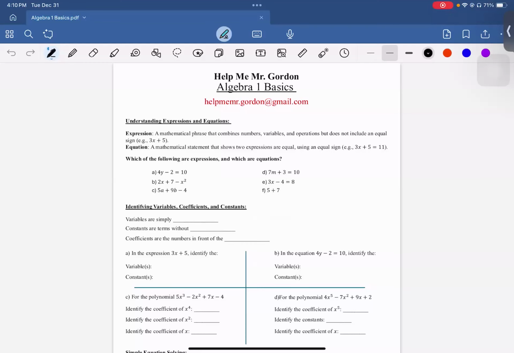If you ever feel lost in algebra and wonder where to begin, let me make it simple for you. My name is Mr. Gordon, and I'll help you learn the basics you need to tackle Algebra 1 with confidence. So, jumping right into it.